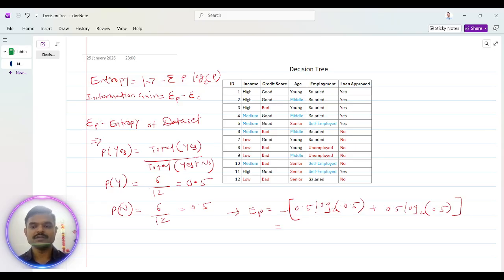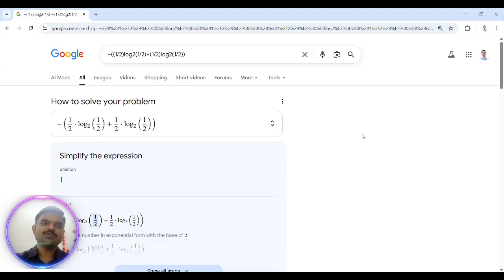Okay, so we can say that the entropy, if we paste this on the internet, then we will see that it is 1. Sorry, 0 means pure, 1 means completely impure, means it is mixed, half yes, half no. So I will show you. You can see here, I just pasted it on Google Chrome and hit enter. It says the solution is 1. The answer is 1.